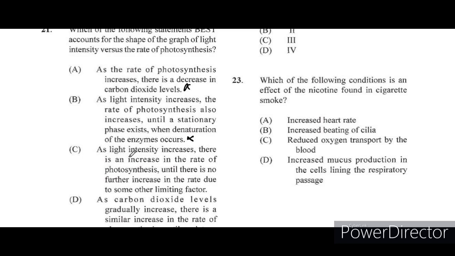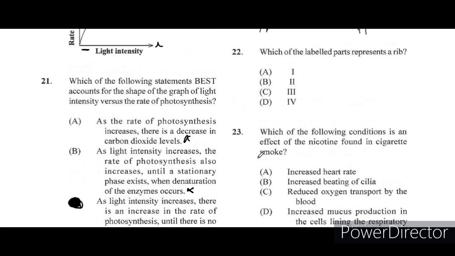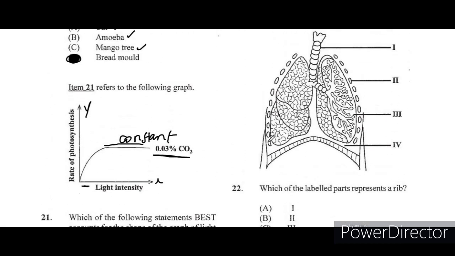So let's continue. As the light intensity increases, there is an increase in the rate of photosynthesis until there is no further increase in the rate due to some other limiting factor. That limiting factor would be the concentration of CO2. So C. As carbon dioxide levels gradually increase, that's not what the graph is telling us.